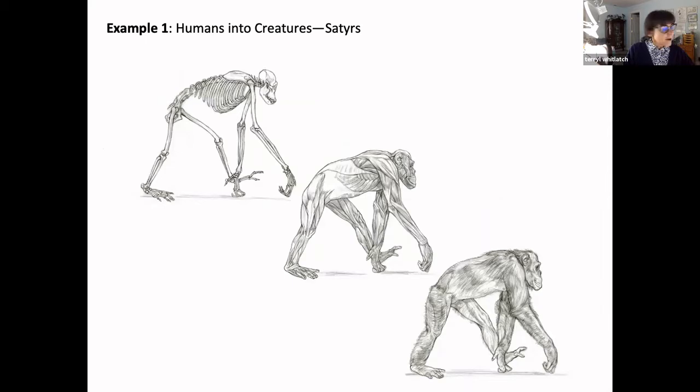All right, we'll just go here. Here are some studies similarly of a chimpanzee. The surface anatomy, here's the basic surface musculature, here's the underlying skeleton.